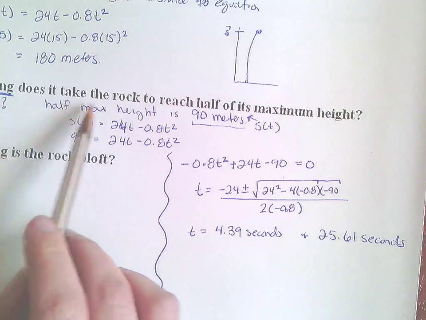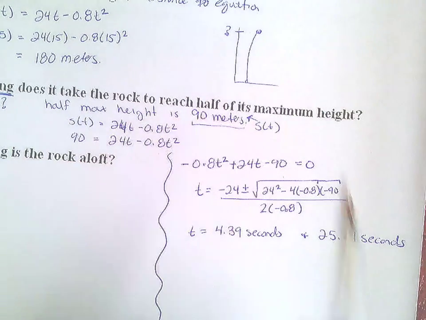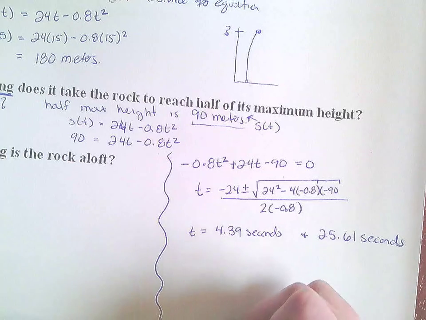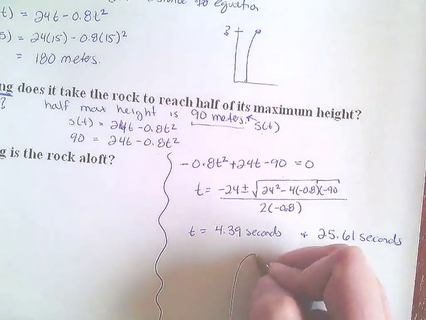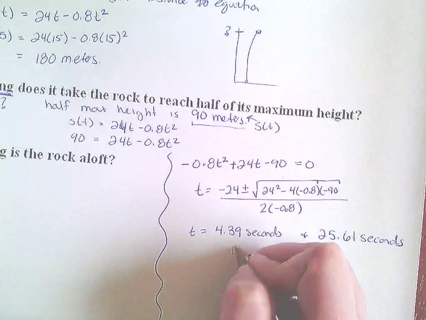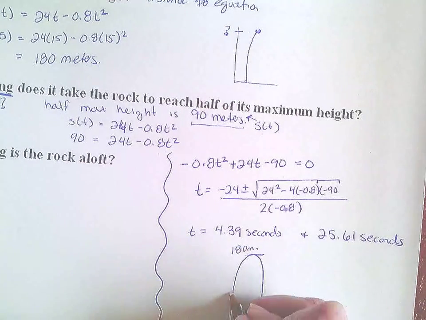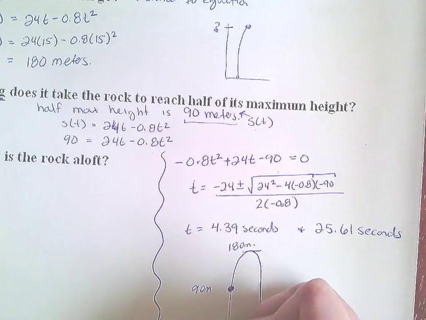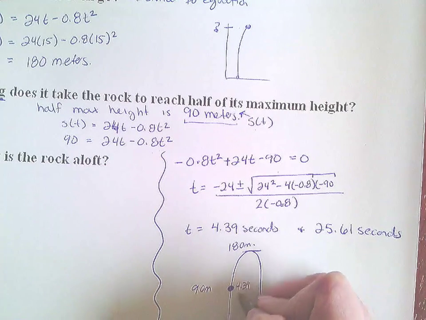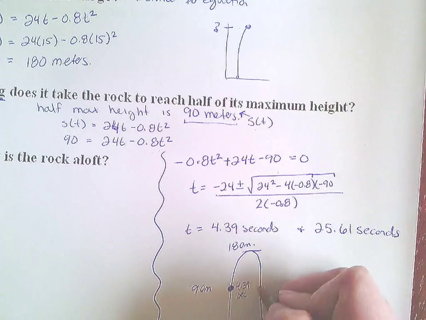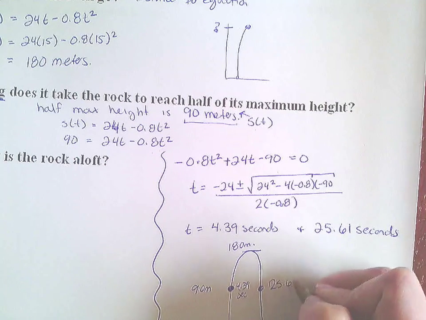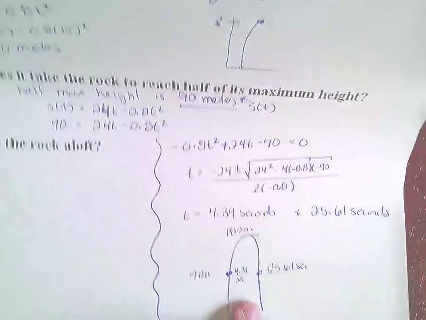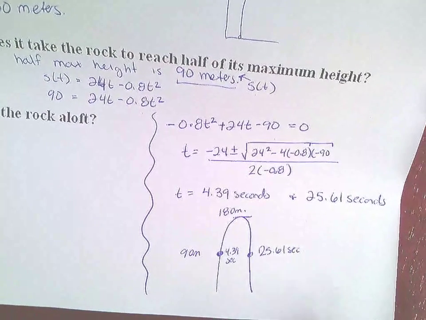Okay, so how long does it take the rock to reach half of its maximum distance? Basically, what this is telling us is the rock max was 180 meters. Halfway at 90 meters, it took 4.39 seconds to get to this point, and then it took 25.61 seconds to get to the other 90 meters from the ground, from the moon.